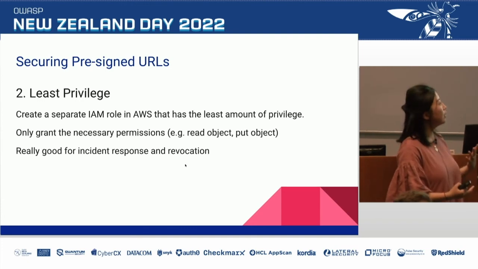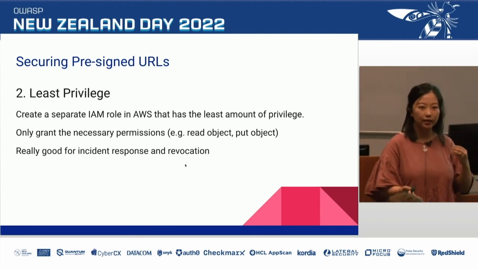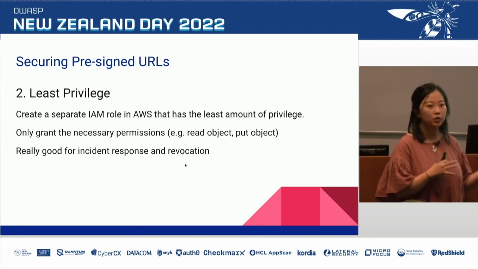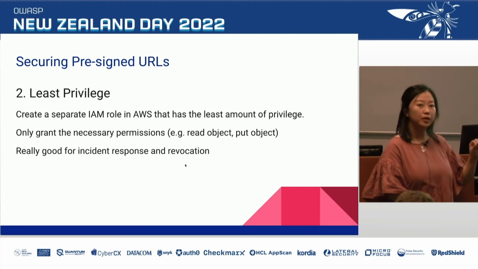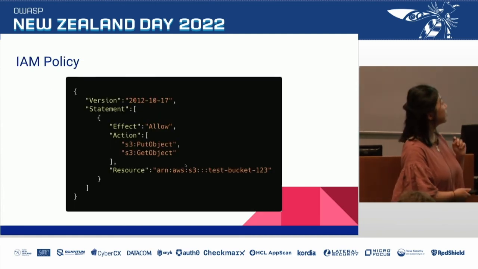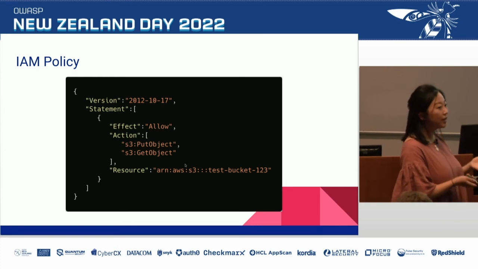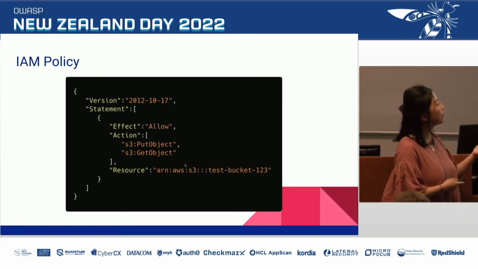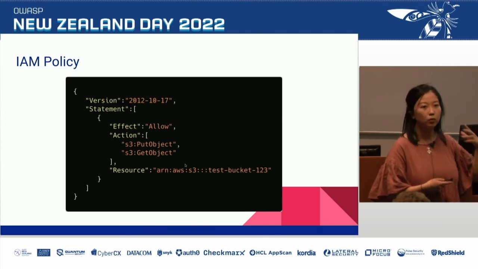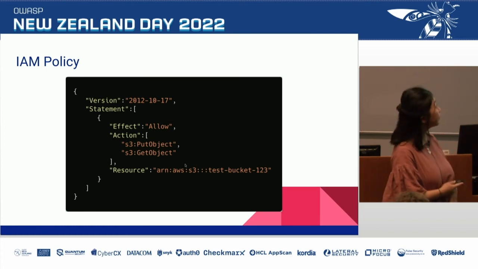And this is really good if you have a separate user for that, so that you don't get it all tangled up with all the other things you need this user for. So yeah, separate user with the minimum amount of privilege. And this is what the policy might look like when you're creating the separate user and specifying what actions they can perform in the specific bucket.